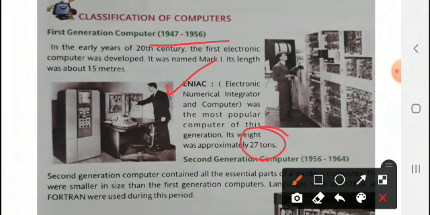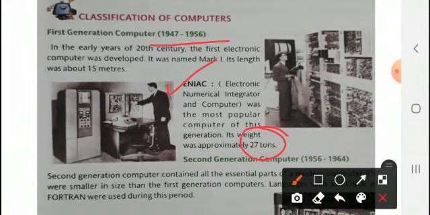Okay, all these are the important things you can underline if you have missed those classes. So this is your golden opportunity to do the revision. Okay, so what are the characteristics of this computer? Its length was 15 meters, and it was so heavy. Its weight was approximately 27 tons, and at that time it was very popular.